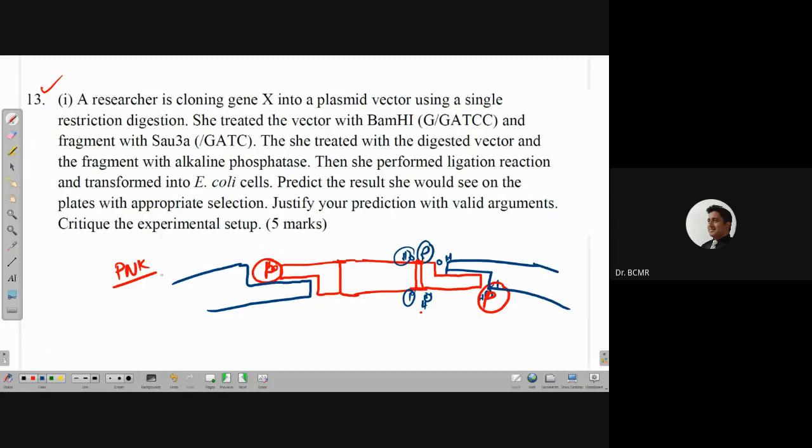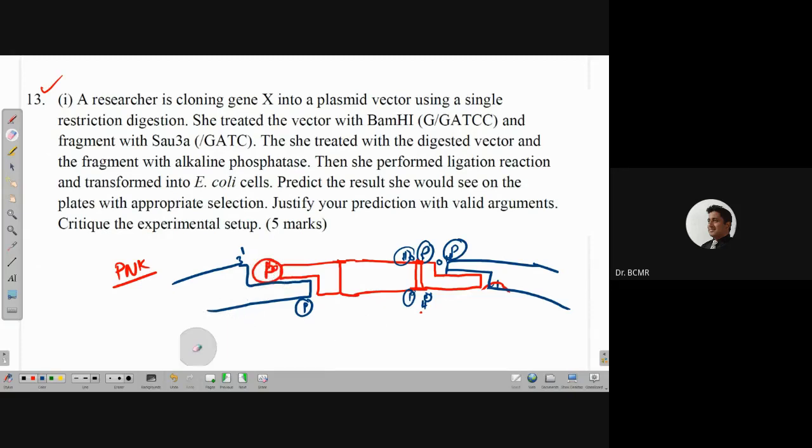What do the vectors have? This is the 3' OH, and here is the 5' phosphate. This would be the 5' phosphate here, right? And I will erase the rest. Why should we need to use PNK and phosphorylate it? That is one of the questions.